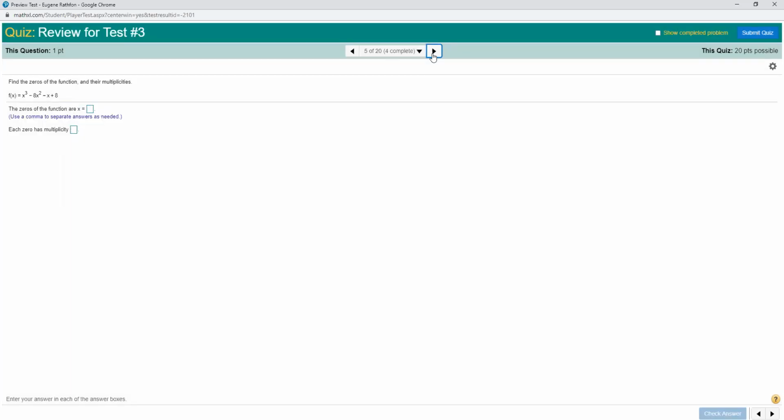All right, so let me write this one. This is probably the trickiest one. F of x equals x to the 3rd minus 8x squared minus x plus 8. All right, so I'm going to find the zeros and their multiplicities. So let's go to the screen.